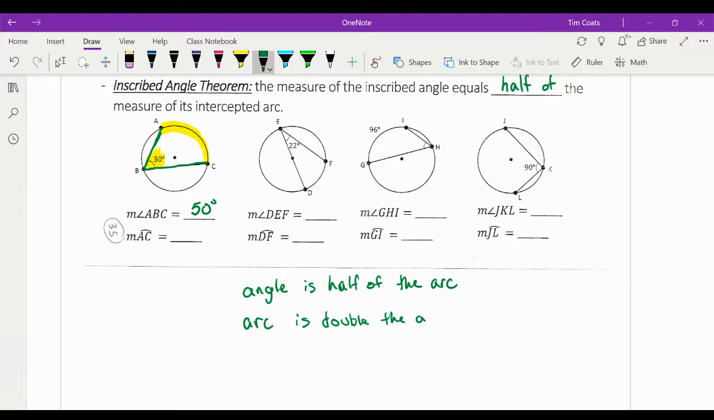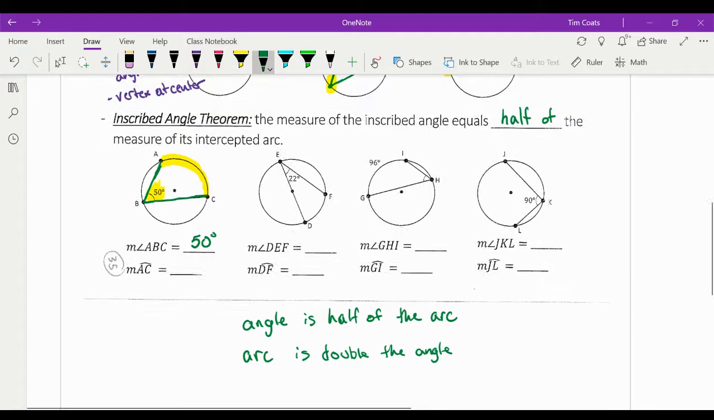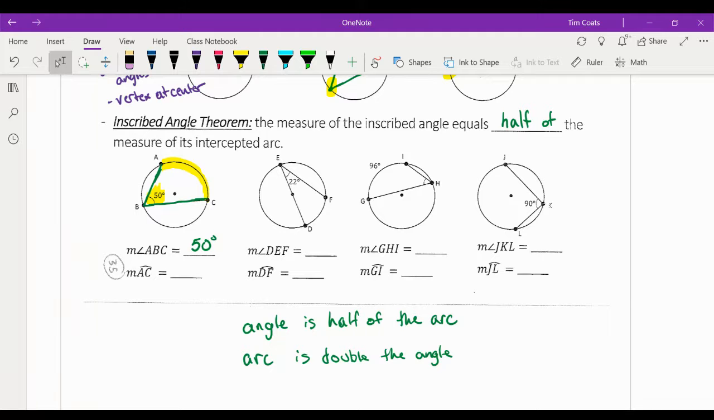Or the way we could turn this around is the arc is double the angle. So this first problem would follow the second one, the arc is double the angle. If I know the angle is 50, the intercepted arc above it would be 100, because it's just 2 times that angle, or double the angle.